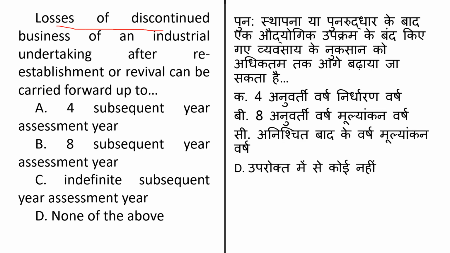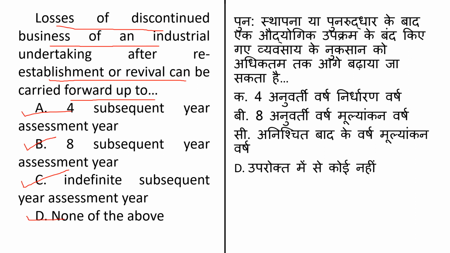Losses of discontinued business of an industrial undertaking after the re-establishment or a renewal can be carried forward up to. For this, the options given are: first is 4 subsequent assessment years, second one is 8 subsequent assessment years, third one is indefinite subsequent assessment years, and the last option is none of the above.